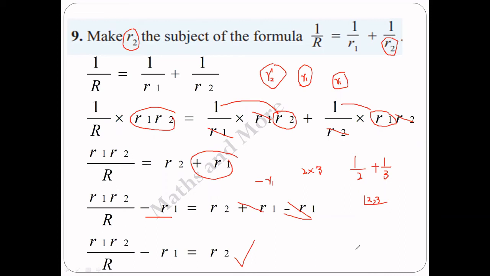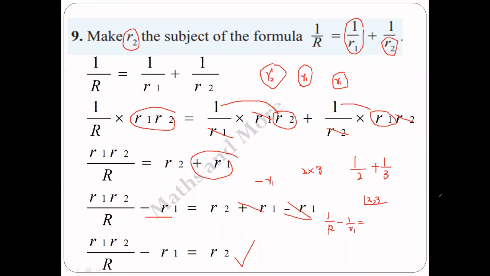We can use many methods. There's another method also. If you want to make R2 the subject, you can remove this term first by adding minus 1 over R1 to both left and right. Starting that way is another method. I will do that also because there are only 2 exercises in this lesson. That's why I will explain that also. 1 over R minus 1 over R1. Put minus 1 over R1 to both left and right.